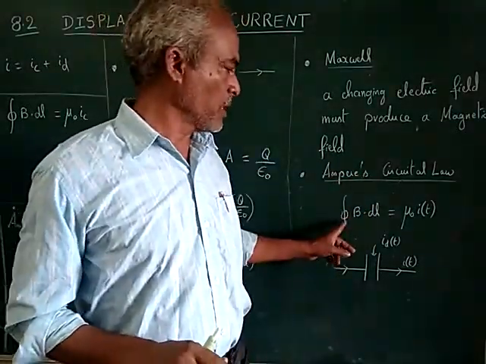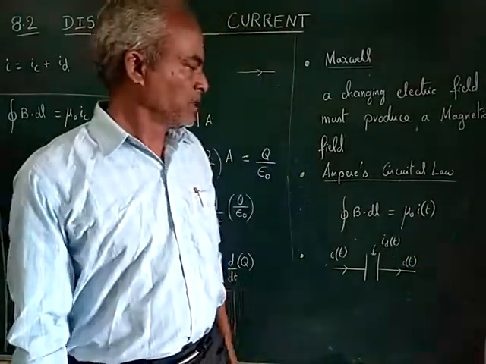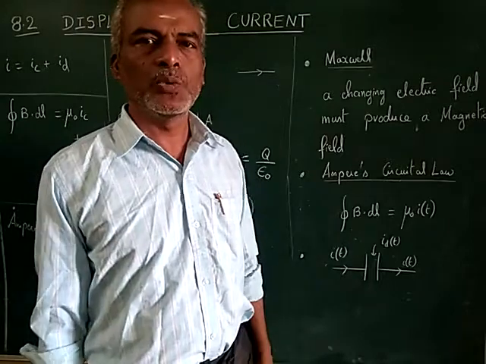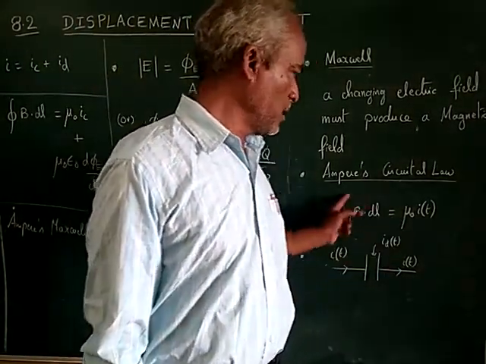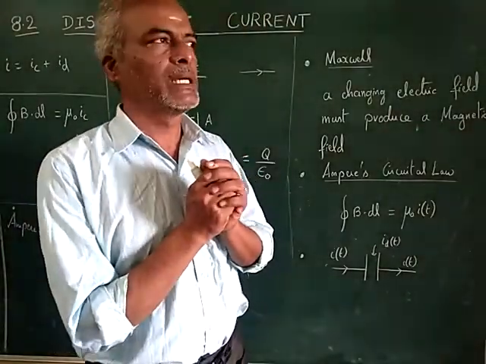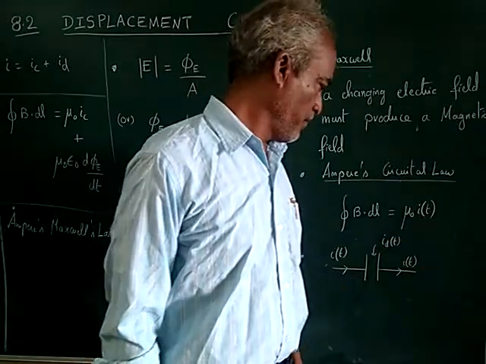So the integral over a closed path of B dot dl is equal to mu naught into I. B is the magnetic field, into dl over a closed path. Integral means we are considering the whole length throughout. That's the meaning, mu naught into I.